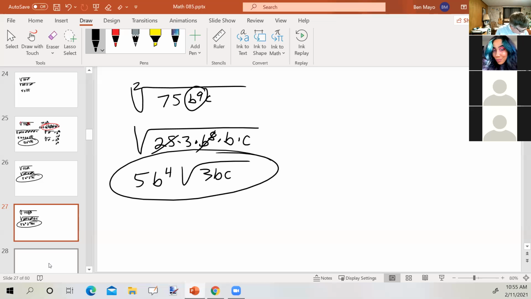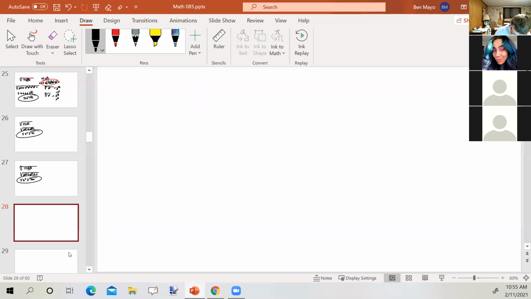Let's see here. How about this one? The 5th root of 64 x to the 10th y to the 5th.